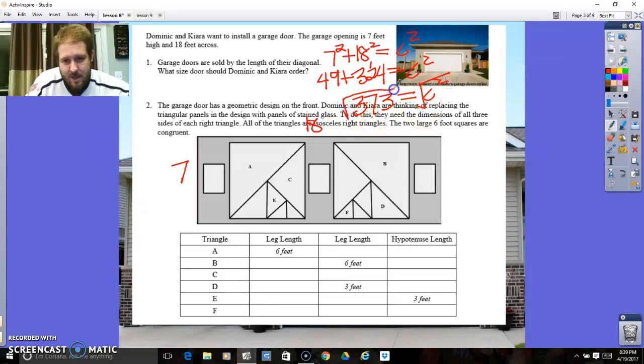Now, square root of both sides, and I'm not quite sure. I don't think 373 is going to be a rational answer, so I'm going to leave it right there and let you do that with your graphing calculator. All right, and that would be the diagonal length all the way across.